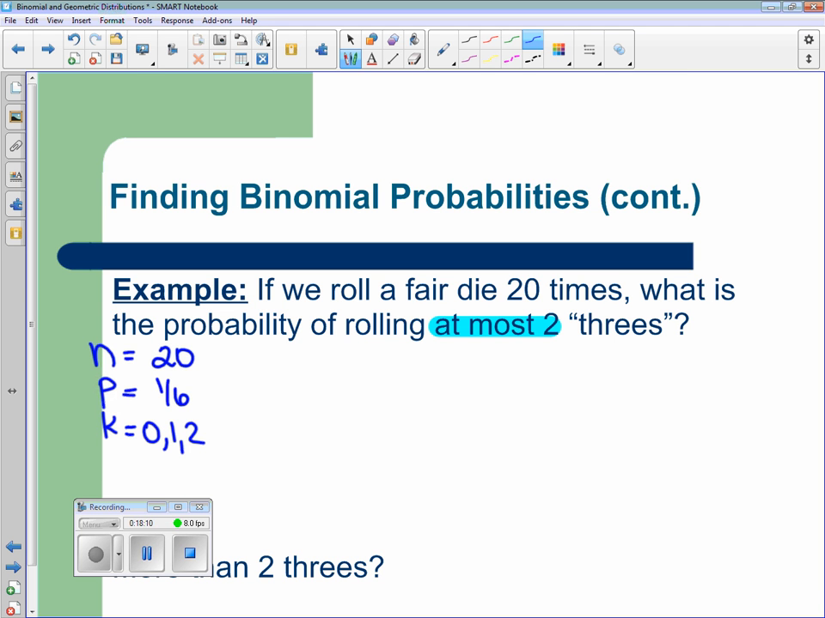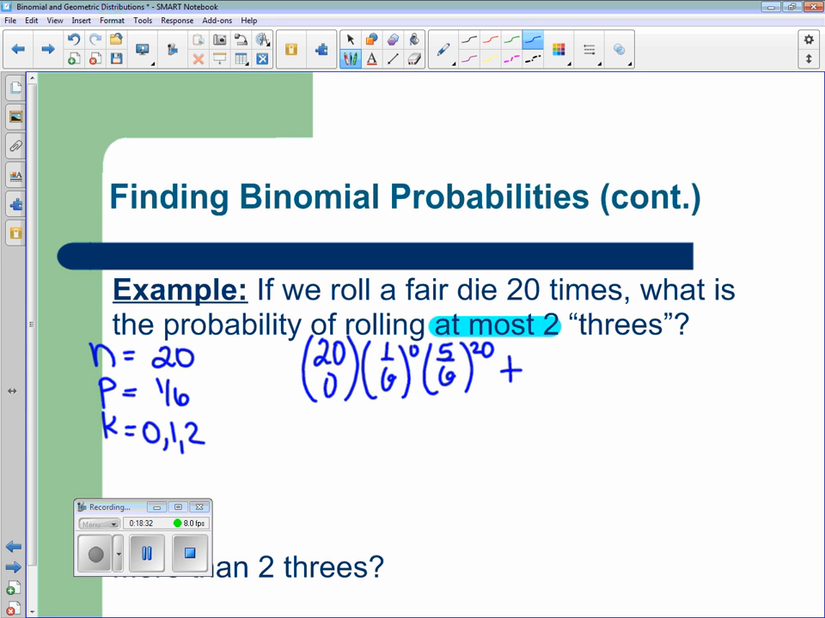So what does this look like? This looks like 20 choose 0 times 1/6 to the 0 times 5/6 to the 20 plus, there's a shortcut eventually. I'll show it to you eventually. There is a shortcut. You know there's got to be.